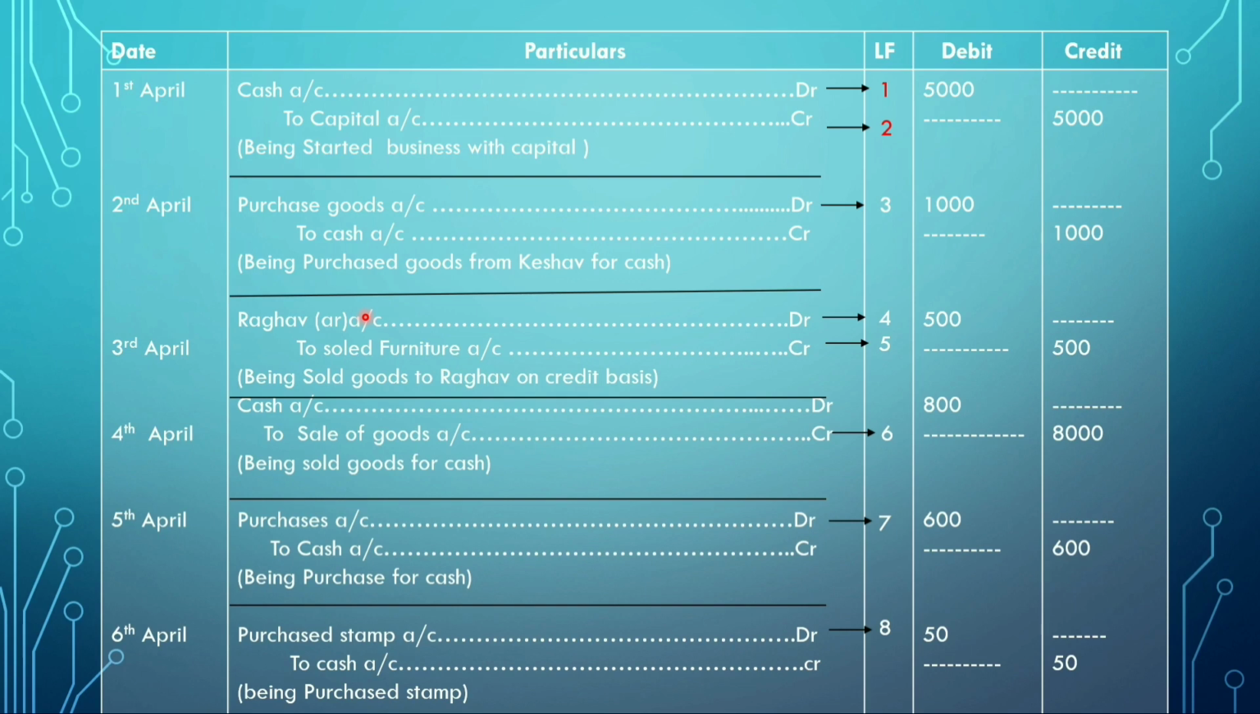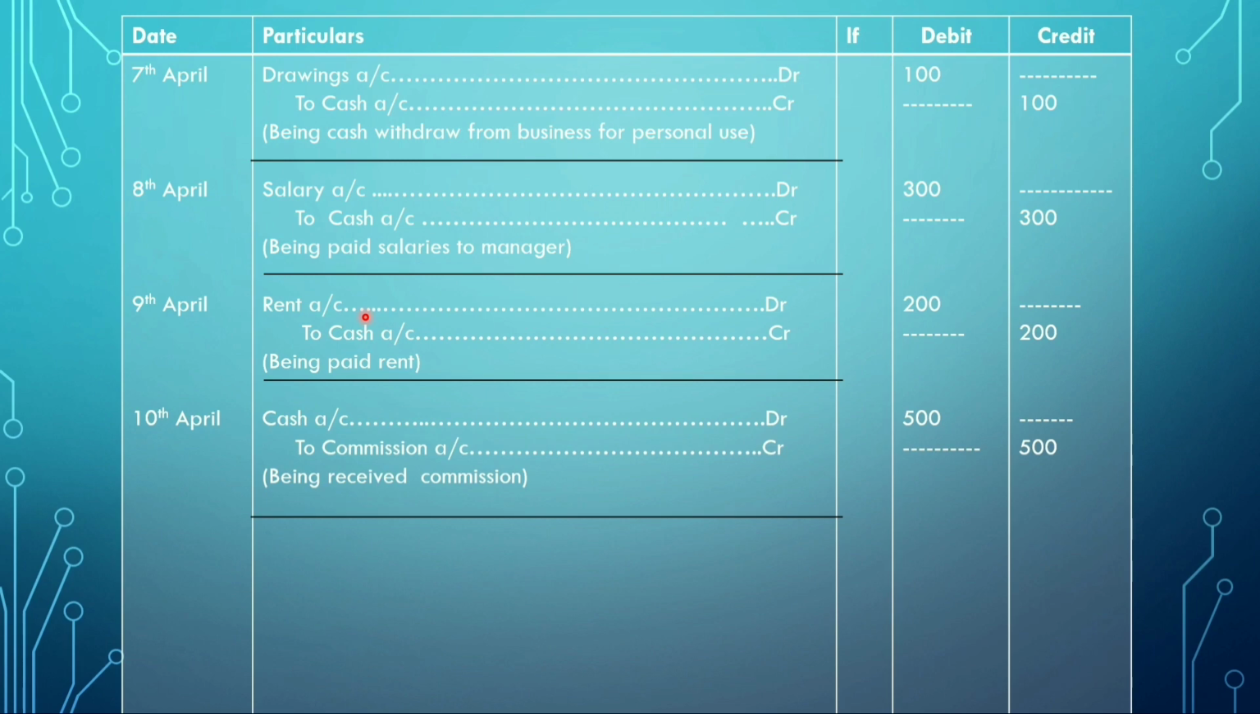So in this slide we can see we want to open eight ledger accounts so far. Next, the drawing account is the ninth one, and cash we won't open. Salary is the 10th, and rent is the 11th, and cash we won't open. Again cash we won't open, and commission is the 12th. So based on the journal entries, if we want to post the ledger accounts, we want to open 12 different ledger accounts.